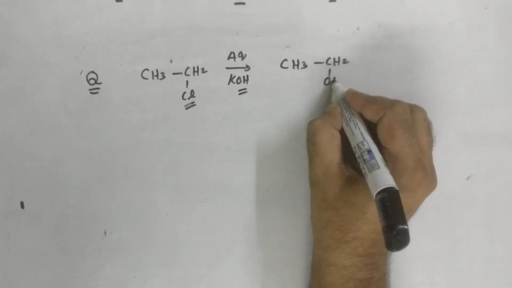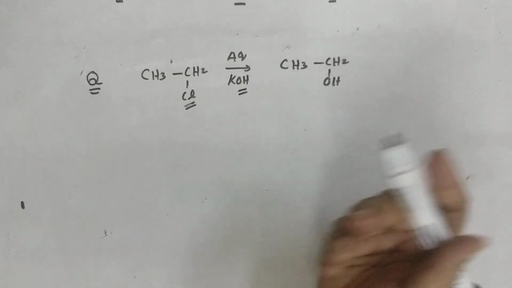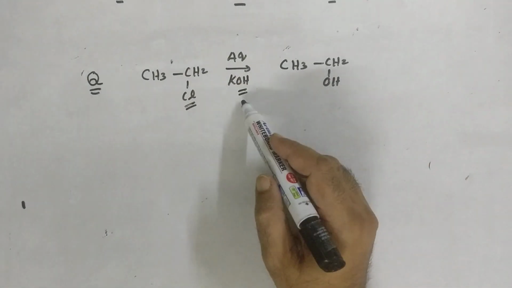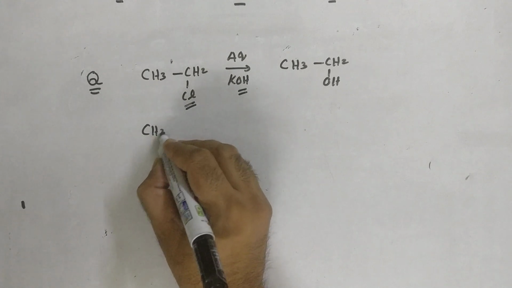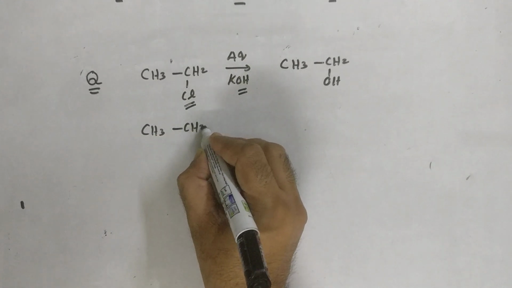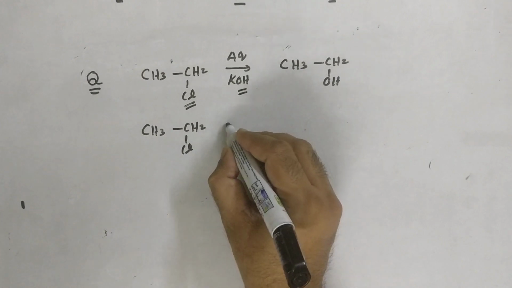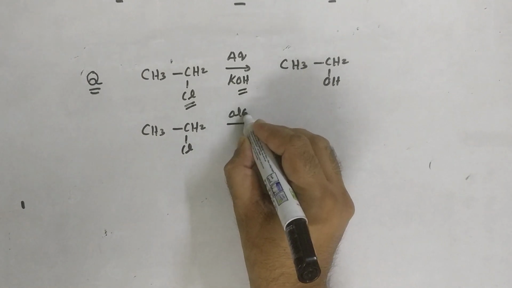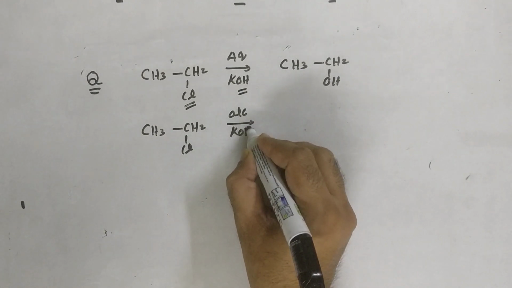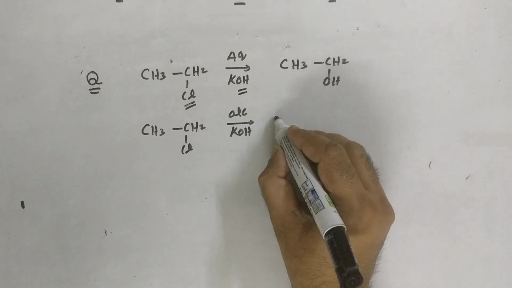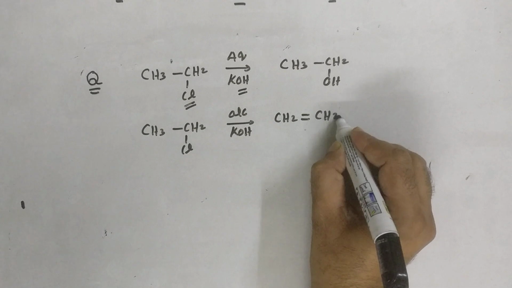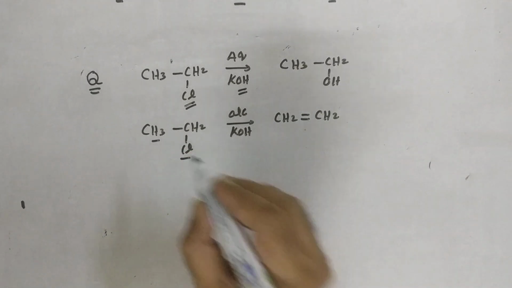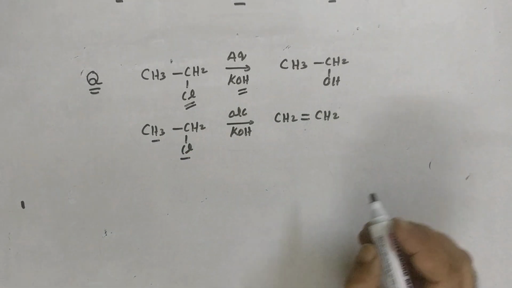So the question says when you take an alkyl chloride or any halide and react it with aqueous KOH, you will get an alcohol. Same compound, if you react it not with aqueous but with alcoholic KOH, where alcohol is present in the KOH, you will get the formation of an alkene. The compound undergoes dehydrohalogenation, it undergoes beta elimination and forms an alkene.